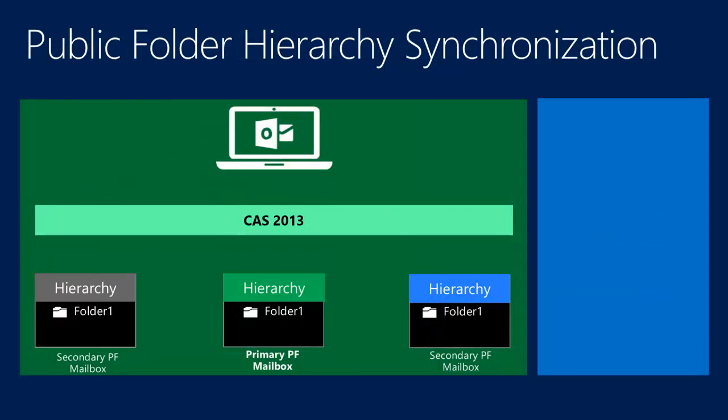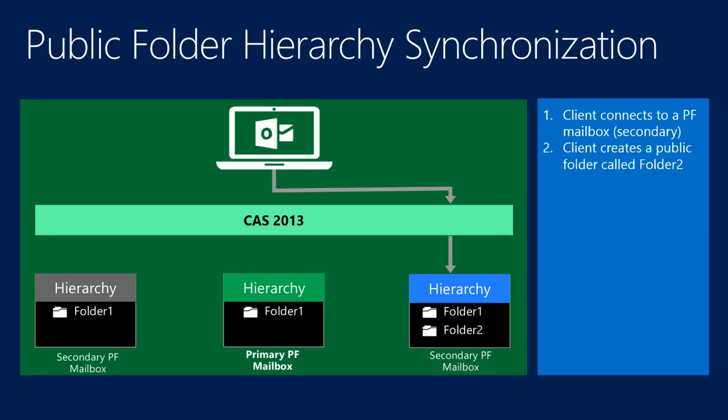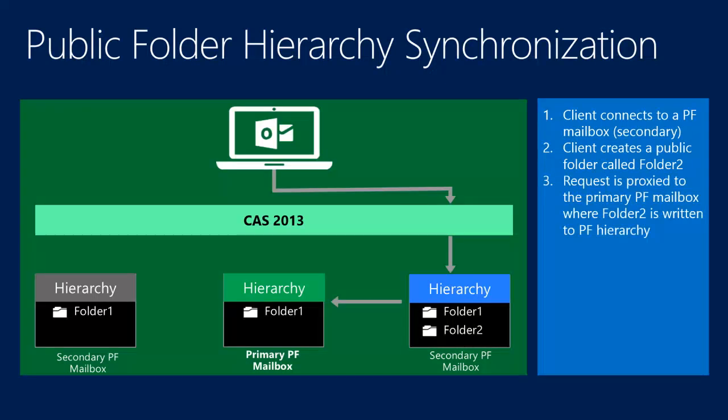So in regards to public folder hierarchy synchronization, how does this work? Basically, we have the same situation, 3 public folder mailboxes, and let's assume the client connects to a non-writable public folder mailbox. So it's connected to the blue public folder mailbox here. And now the client creates a folder called folder 2. What happens in the background is that this public folder mailbox proxies the creation of the folder and sends the hierarchy information to the primary public folder mailbox.